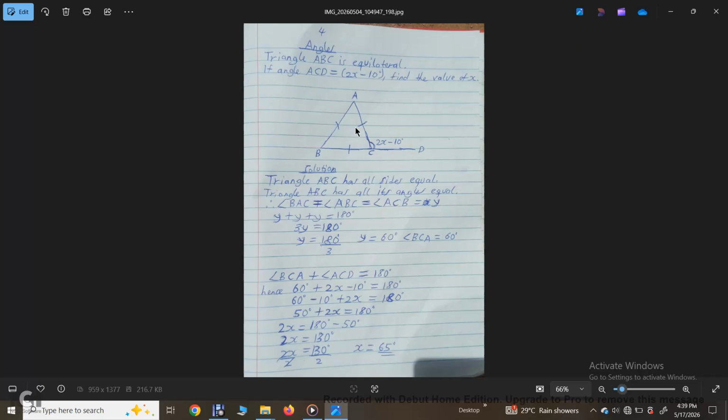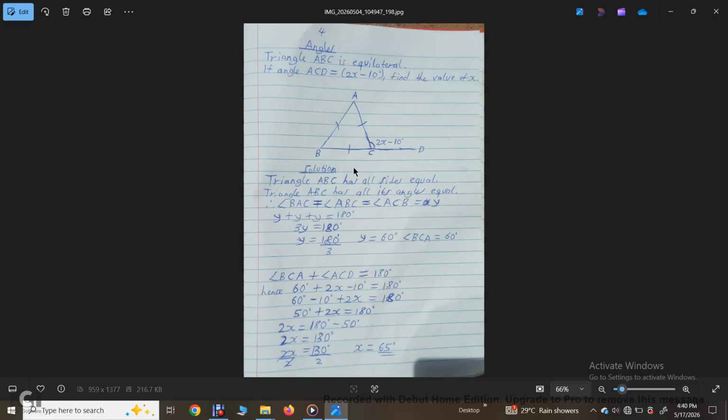This is an equilateral triangle, which means all its sides are equal. This side, this side, this side, they are all equal. They all have the same length. So therefore, it means all its interior angles are the same. All its interior angles have the same value.